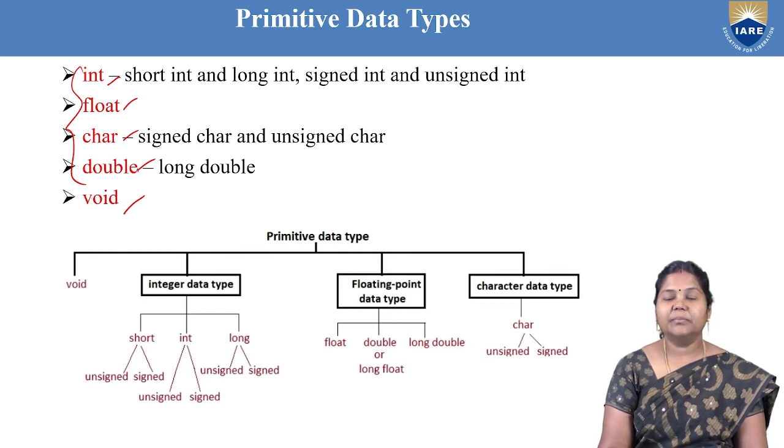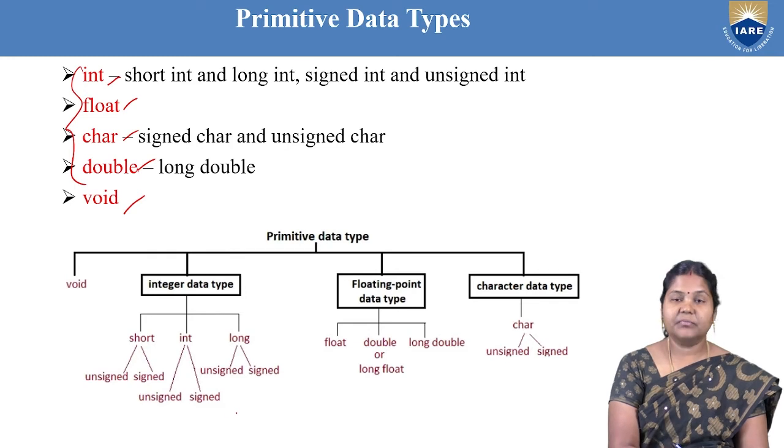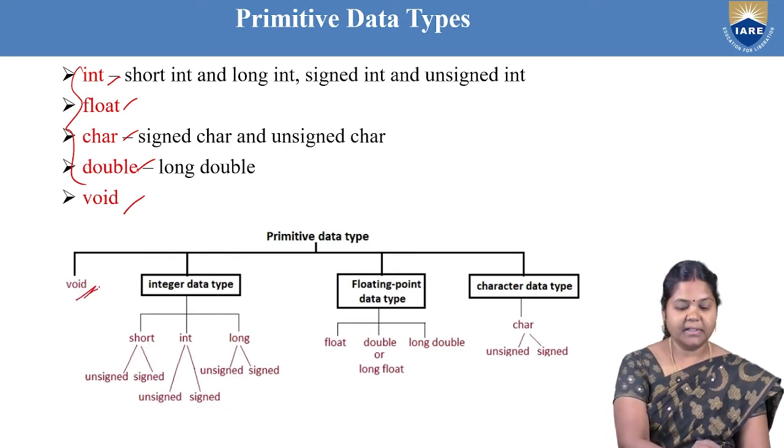Then similarly, if you want to store real-time data or floating point data, then you can declare it as float. Then character can be signed character and unsigned character like integers, and double and long double. When your memory requirements are more, you can go for long double. So you can see the differences. So void is a primitive data type.